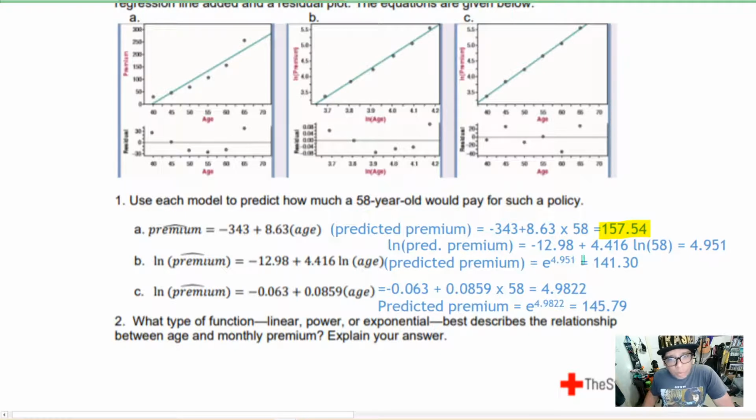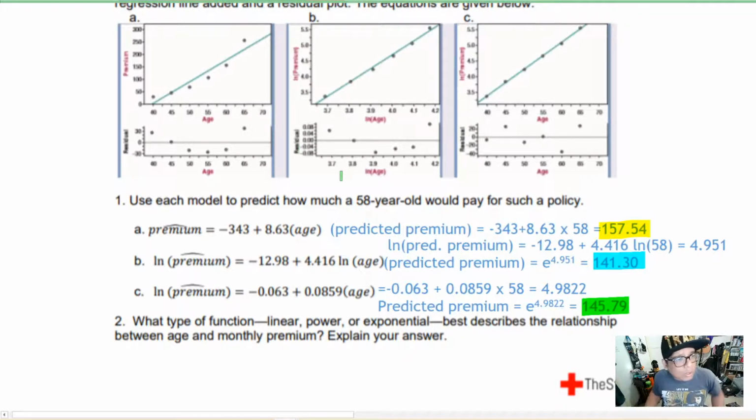Now, if you take a look at all three of these predictions, 157.54, 141.3, 145.79, they're all pretty close to each other. So how do we decide which one of these is going to be the best model?